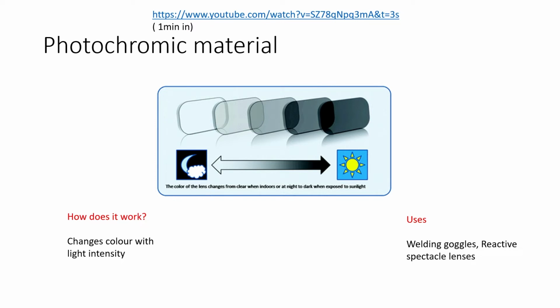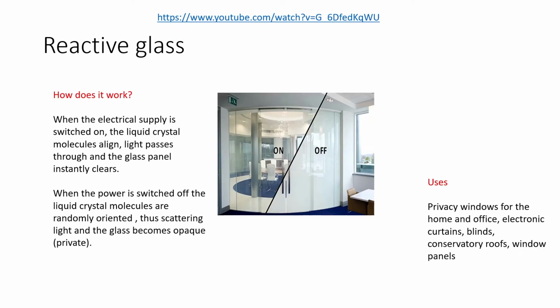It's used a lot in welding goggles as well. Welding produces a very, very bright light, so you've got a lot of welding goggles that are clear, and then as soon as you start to weld and the spark comes on, the goggles will go completely black to protect you. So you've got reactive glass, which is different, so please don't get these two mixed up.